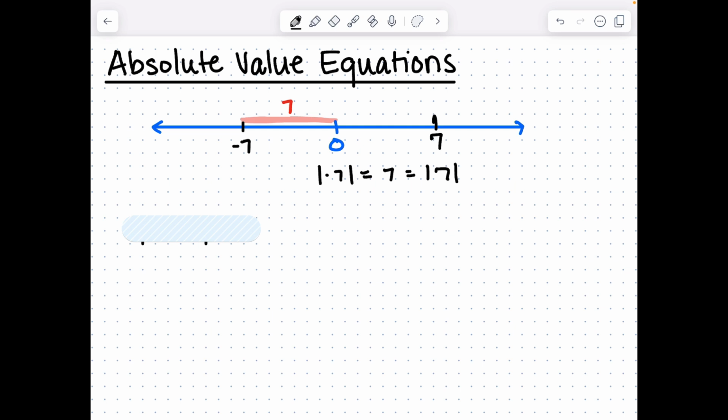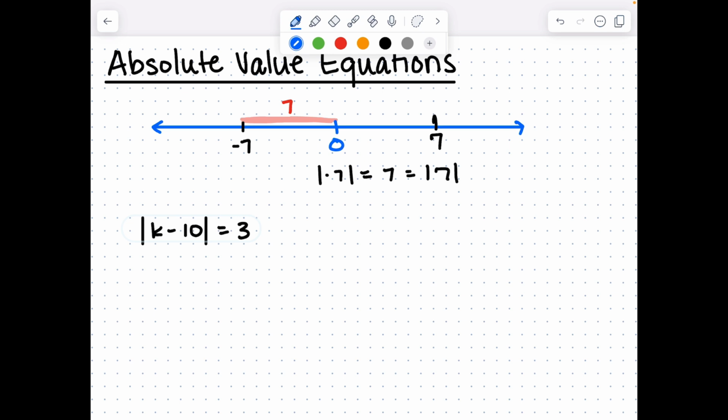There's two things we need to think about because the value they give you, the absolute value number, like that red 7, is just a distance. But we have two different directions we can go and we have to analyze both. So we're going to do a couple of examples. Here's the first one: the absolute value of the quantity k minus 10 equals 3.